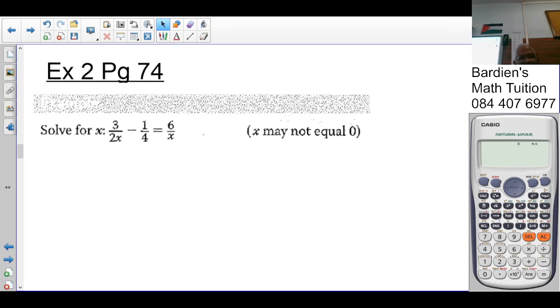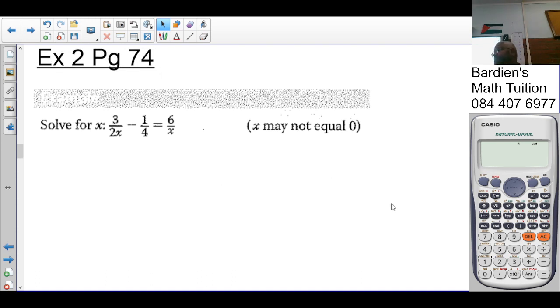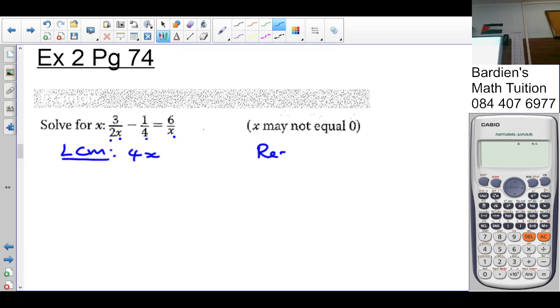Guys, finish. What's your LCM here? LCM for 2 and 4 is 4. X and x is x, of course. So now I've accounted for all of that. We're going to get what we call a restriction. Restriction is values for which x can never be equal to. You see this LCM, which is 4x, that can never be equal to 0. So x can never be equal to 0, which confirms what they're telling us here.